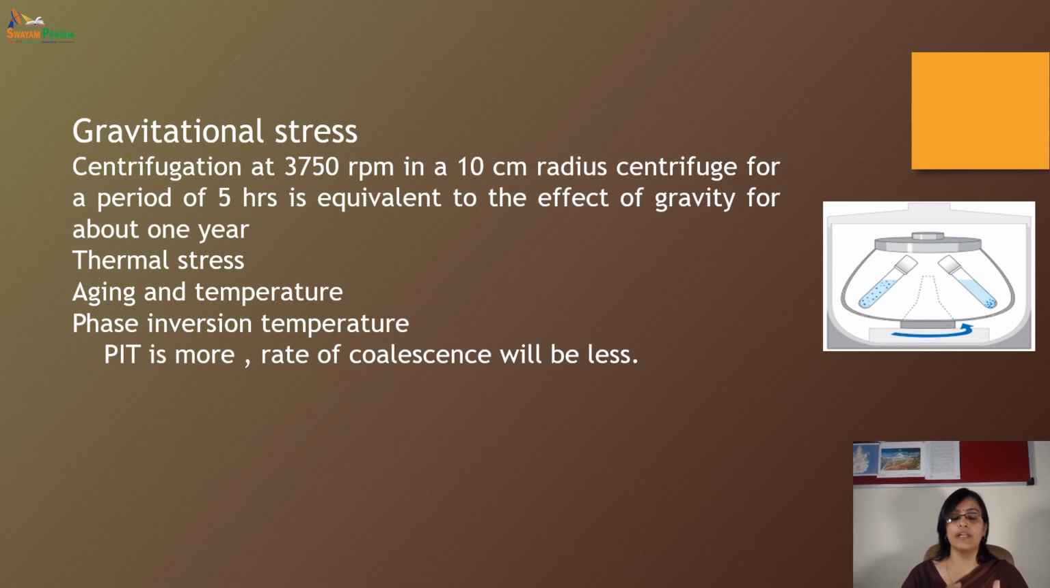Now gravitational stress. Centrifugation at 3750 rpm in a 10 centimeter radius centrifuge for a period of 5 hours is equivalent to the effect of gravity for 1 year. Thermal stress, aging and temperature: if the phase inversion temperature is higher, the rate of coalescence will be less.